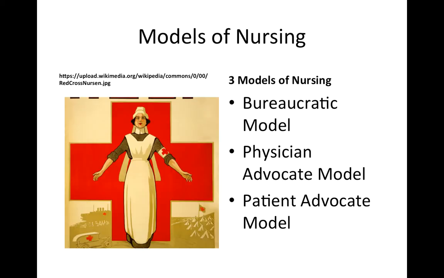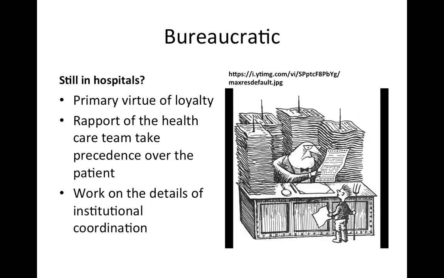I wanted to look at those three models of nursing. They're mentioned briefly in the chapter, but I thought they were important in thinking about some of the stakeholders and some of the lines of communication and interested parties as we think about ethics. The first was the bureaucratic model, and it still suggests that this is a model that is sometimes seen in hospitals. Here, the nurse has the primary virtue of loyalty, making sure that there's a rapport upon the healthcare team, and working out the details of institutional coordination.